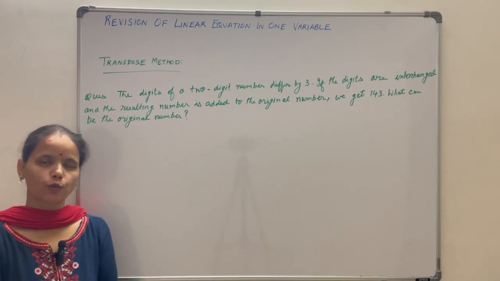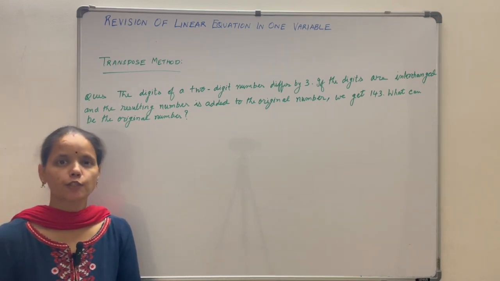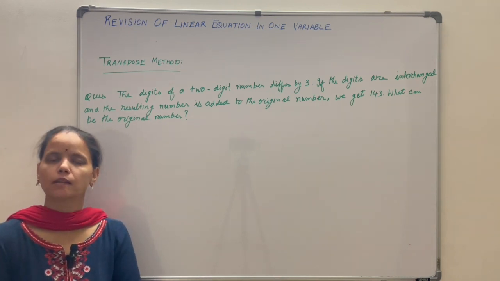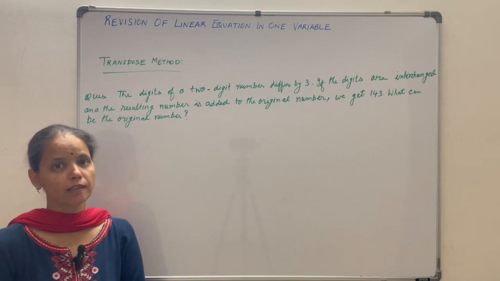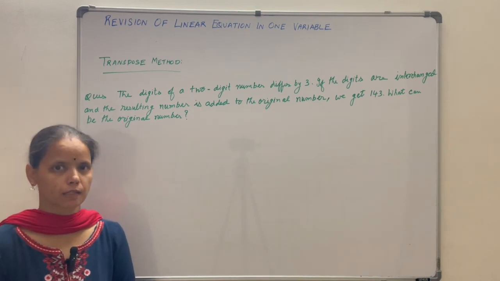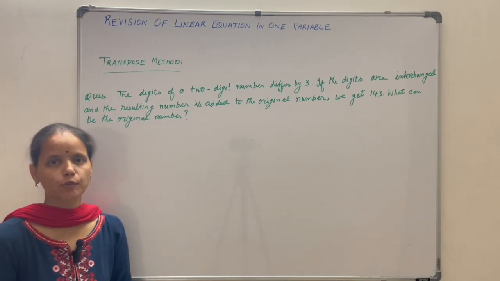Before we solve this question, let us quickly recall what the transpose method is. In the transpose method, when you change the side, you change the sign. Plus becomes minus, minus becomes plus. Multiplication becomes division and division becomes multiplication. So now let us do this question using the transpose method.